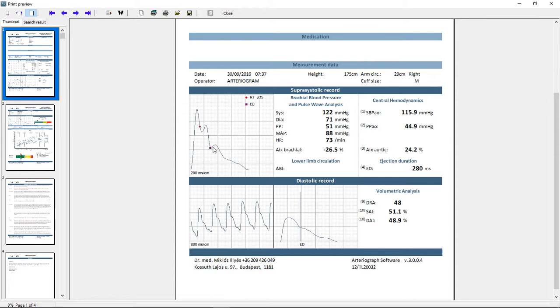Here we can see, as I mentioned, the closing of the aortic valve as the dicrotic notch, and here we can see the diastolic pressure waves.